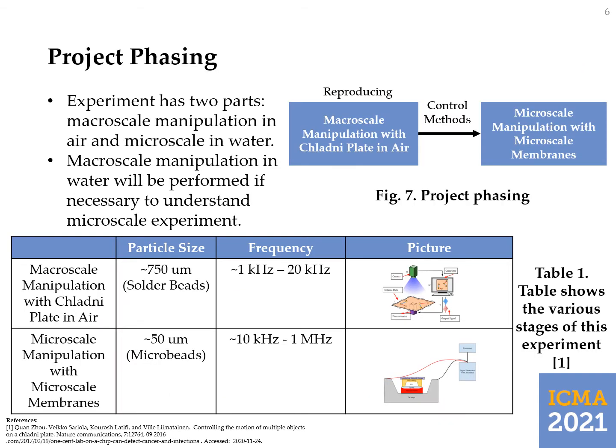This experiment has two parts: the macroscale manipulation in air, which is primarily a replication of previous experiments, and then microscale manipulation in water, which is the novel part of the project. Table 1 shows the two different phases. You can see that we start out using 750 micrometer solder balls with a frequency around the 1 to 20 kilohertz range, and then we will take everything that we learned in that first phase and apply it to the second phase, which is the microscale manipulation with microscale membranes, and we'll be shrinking everything down and even using microbeads, 50 micrometers, as well as much higher frequencies.